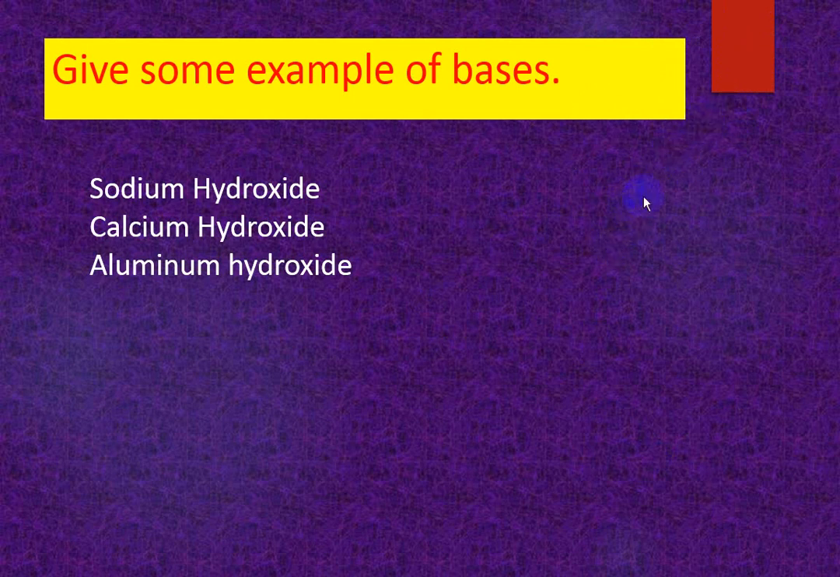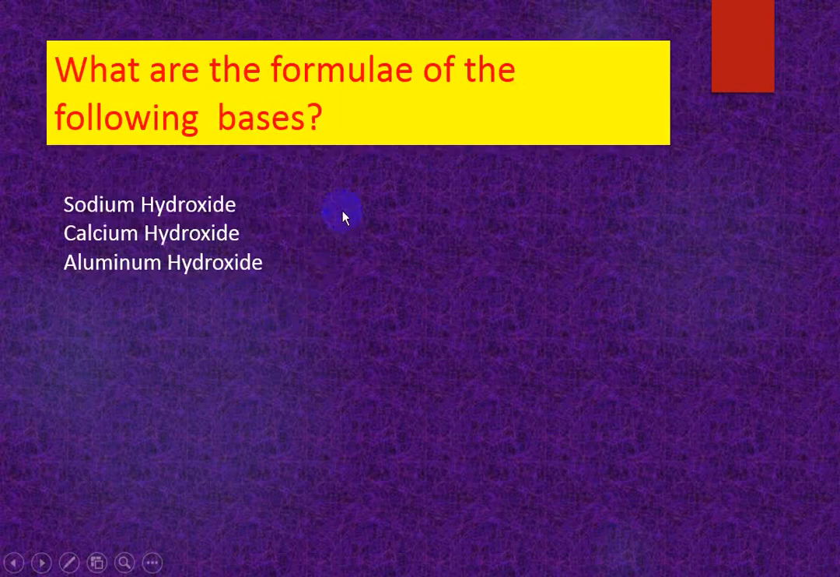Okay, these are some examples of bases: sodium hydroxide, calcium hydroxide, ammonium hydroxide. Okay, what are the formulae of the following bases? Sodium hydroxide is NaOH. Calcium hydroxide.